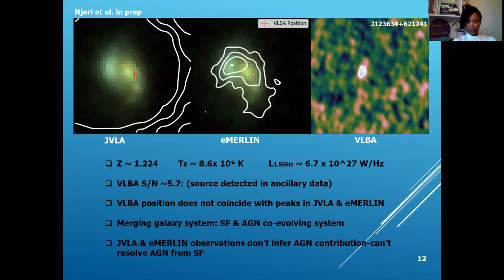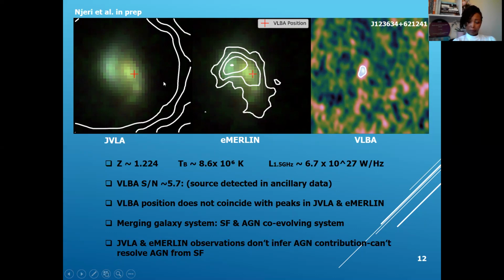This is one of our most interesting sources in our survey. As shown here, we had this source observed with the JVLA and e-MERLIN, overlaying the optical counterpart, and the VLBA position highlighted here with the red cross. This source has a signal to noise ratio of 5.7. As mentioned earlier, we know that there's actually a source at that specific point. Therefore, we are confident at this signal to noise level.